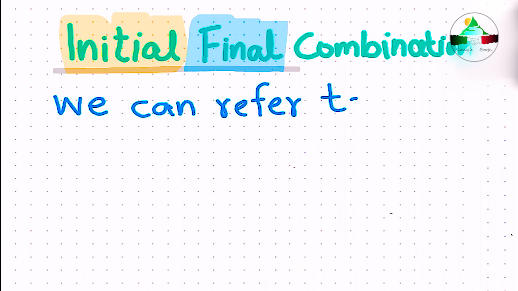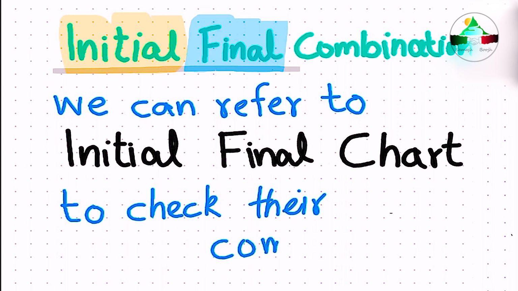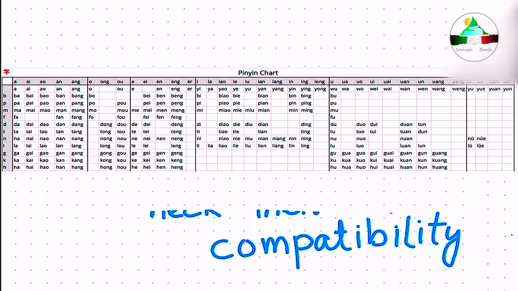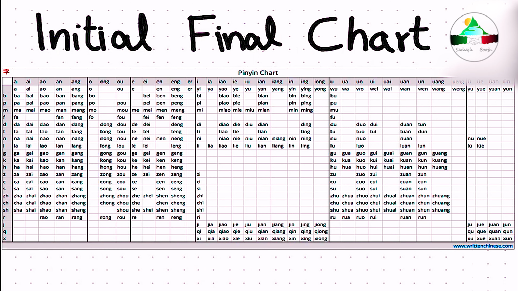Here initials are in rows and finals in columns of this chart. Here you can see that in the first row there is no initial and finals can be used independently without an initial, whereas I and U are replaced by Y and W. Second, third, fourth and fifth rows of this chart are for B, P, M and F. Ü and U are not used with these initials usually.